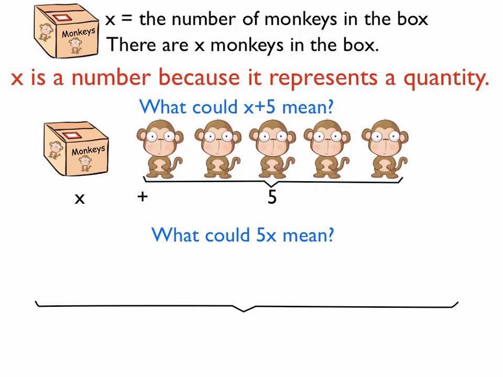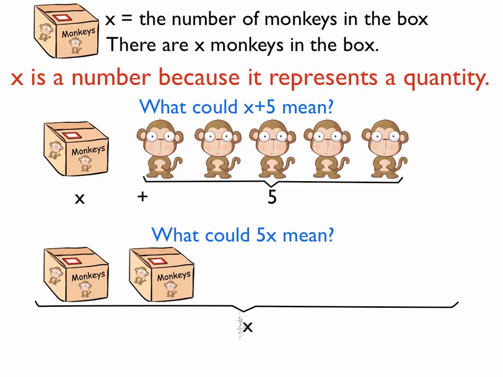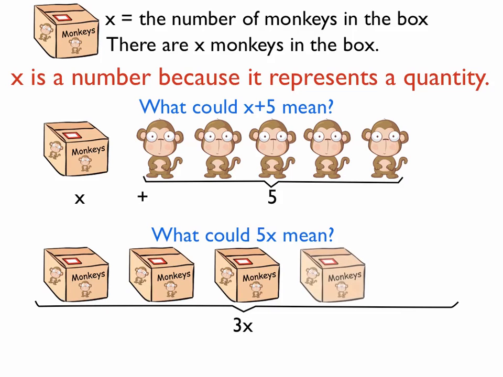So here's how many monkeys we would have with one box, right? We would have 1x. If we had 2 boxes, we would have 2x number of monkeys. If we had 3 boxes, 3x would be the number of monkeys we had. If we had 4 boxes, 4x would be the quantity of monkeys we have. But since we want to be talking about what 5x means, we would be talking about the number of monkeys we have if we had 5 of those boxes. To me, that's the easiest way to describe what 5x means.